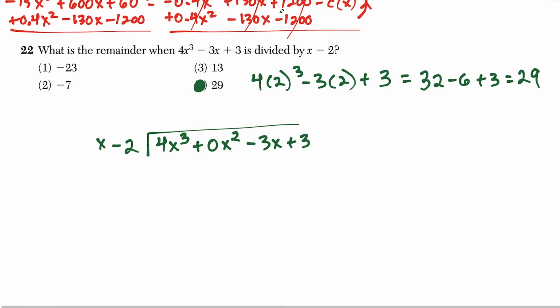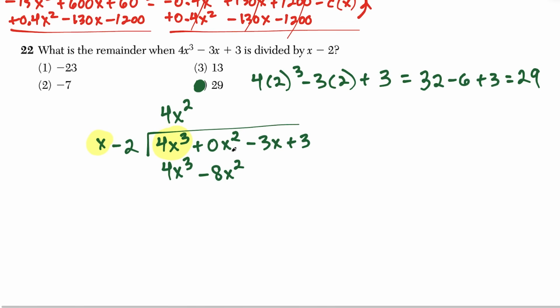So with this technique, what we do is we divide the leading terms. So I'm doing 4x to the third divided by x is 4x squared. And then I have to distribute. So I have 4x squared times x is 4x to the third. And then I have 4x squared times negative 2 is negative 8x squared.